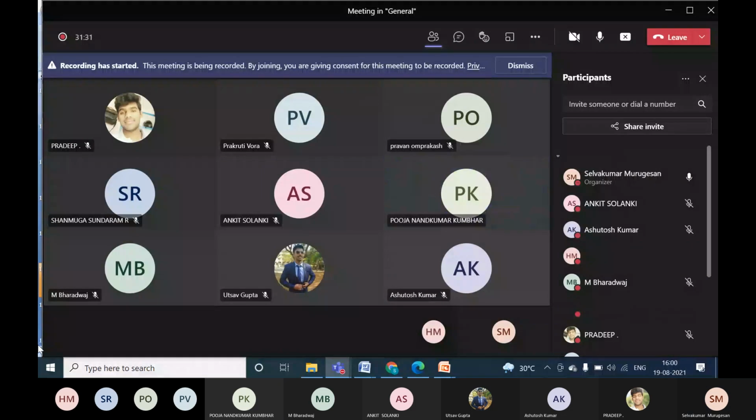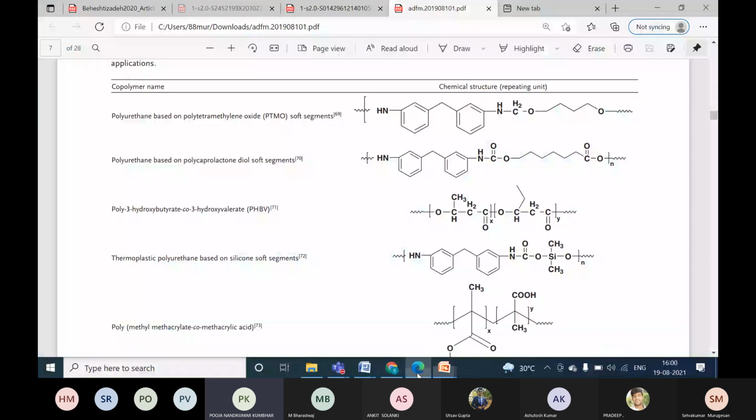Yes, Pooja. In the beginning, you had told about the assignment. There you had shown a few copolymers, and there the soft segment was mentioned. What exactly is a soft segment? That's your homework. You have to refer to some books. What is a soft segment in polyurethane? Read it.